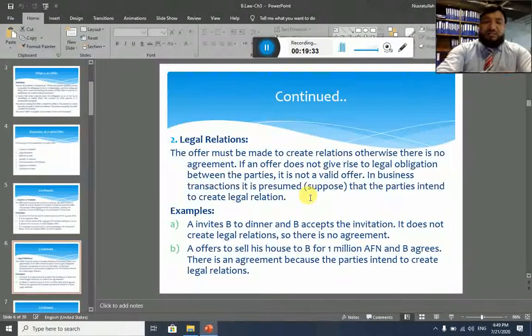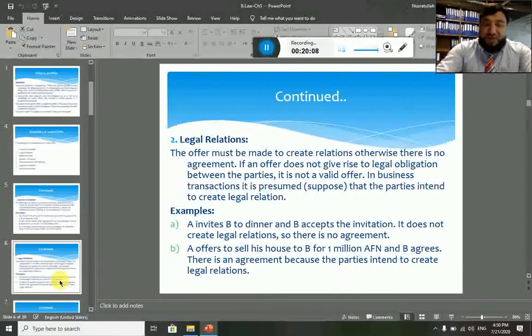For example: A invites B to dinner and B accepts the invitation. It does not create legal relation because this is a social matter, so there is no agreement. A offers to sell his house to B for 1 million Afghani and B agrees. This is an agreement because the parties intend to create legal relations. It's a business relation. For Ahmad, 1 million Afghani is beneficial. For Bilal, the house is beneficial. So there is something given or obtained.